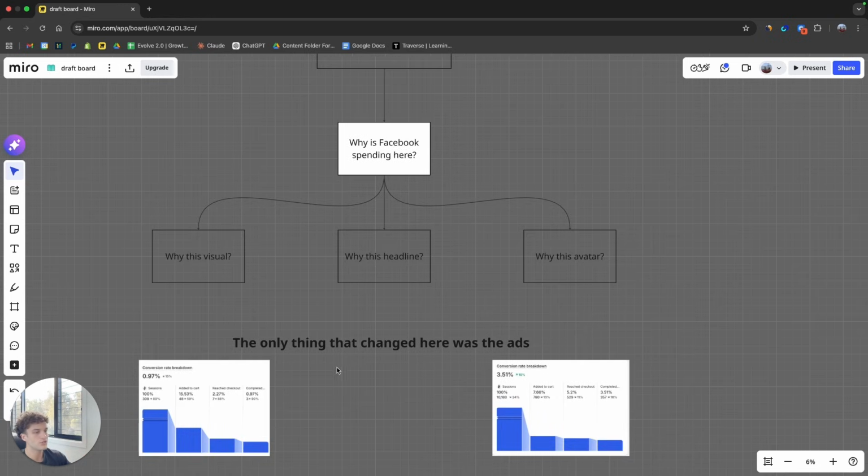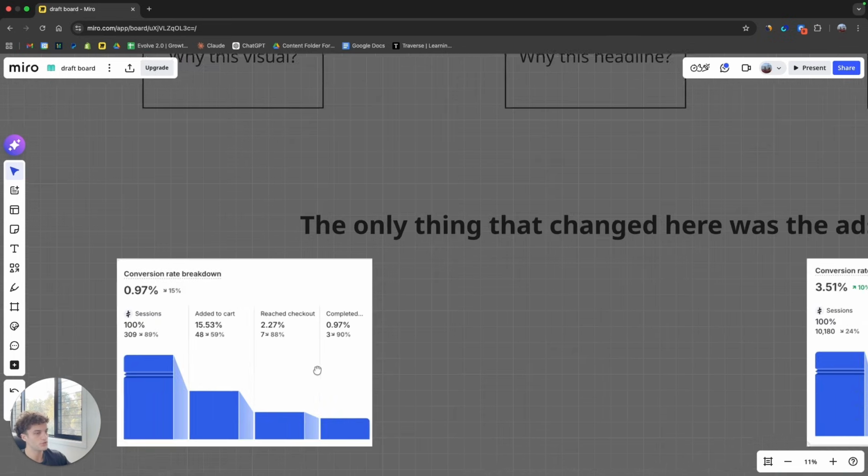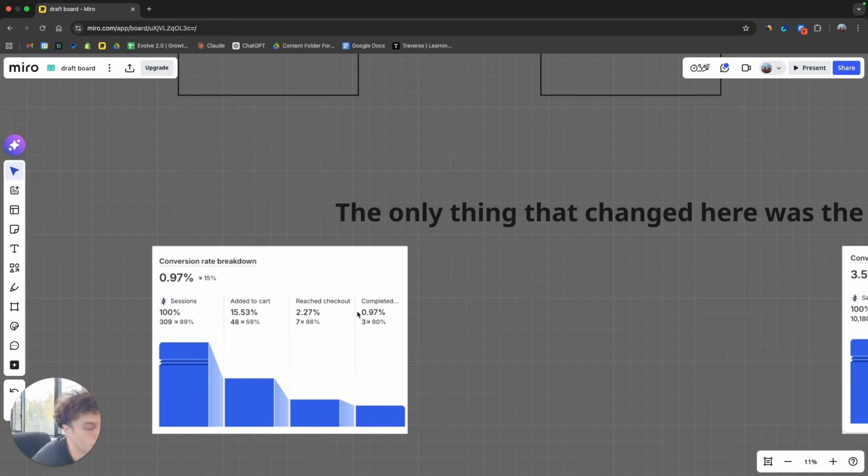So moving on now, I just included a little example for you guys to show the impact ads have, not only on your performance, but on your Shopify store as well, through conversion rate.